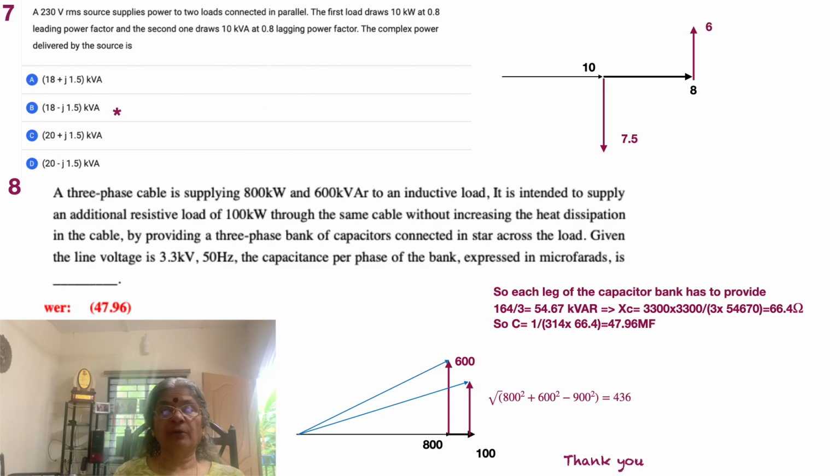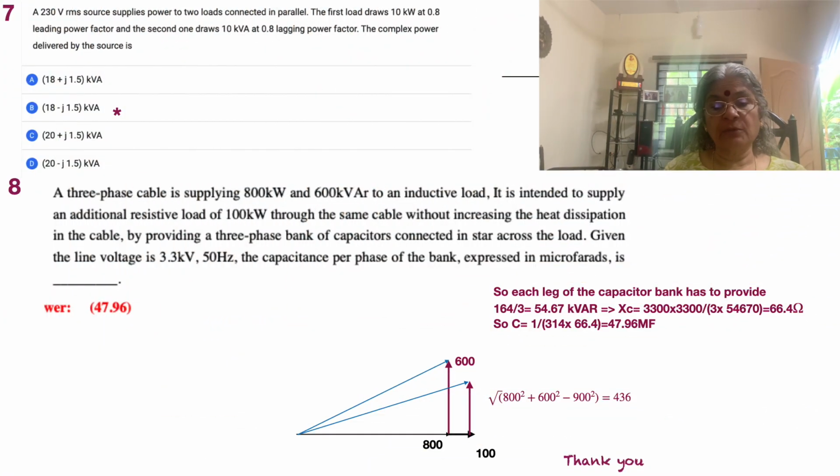Now 66.4 is equal to 1 by omega c. So when you set 1 by omega c as equal to 66.4, and omega we understand is equal to 314 because it's a 50 hertz system, easily the capacitance value can be calculated as 47.96 microfarad.